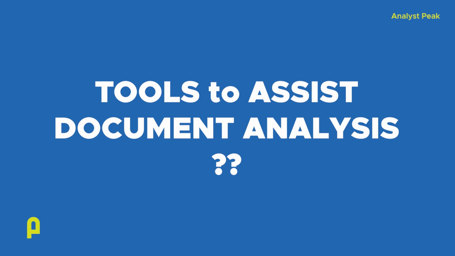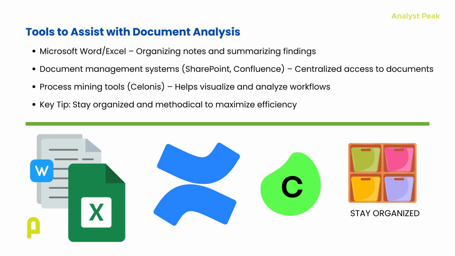Document analysis doesn't have to be overwhelming, especially with the right tools. Here are a few you can use. You can use Microsoft Word or Excel, which is great for organizing notes and summarizing the findings. You can also use document management system tools like SharePoint or Confluence to help you access and manage the documents efficiently. Also, process mining tools. If you are analyzing workflows, tools like Celonis can help visualize processes from system data. The key is to stay organized and methodical in your approach.